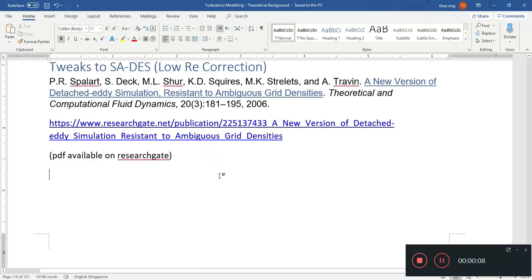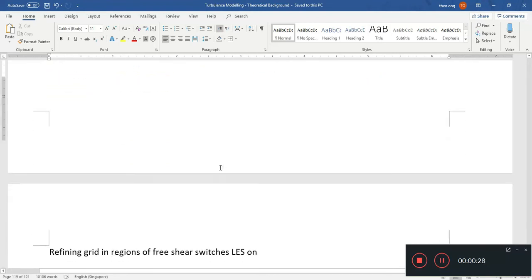turbulence modeling video series. So today we're going to talk about yet another tweak to the Spalart Allmaras DES model, and again we are going to refer to the paper A New Version of DES Resistant to Ambiguous Grid Densities, same as before. Now let me jump straight into the problem since we are just continuing the paper.